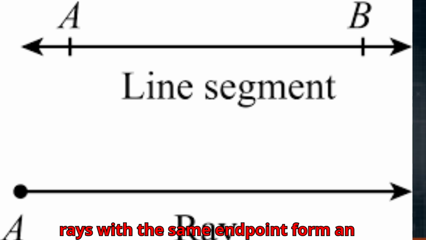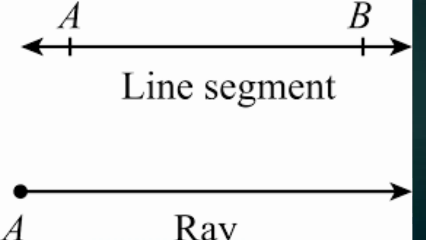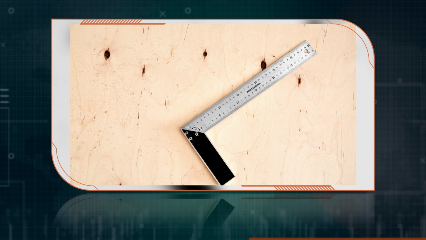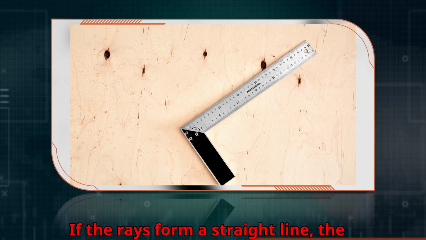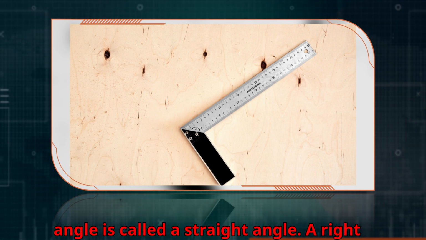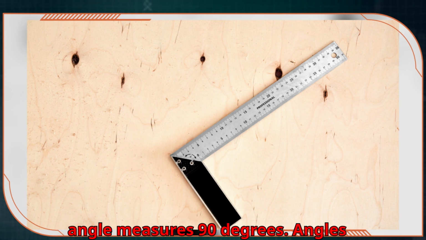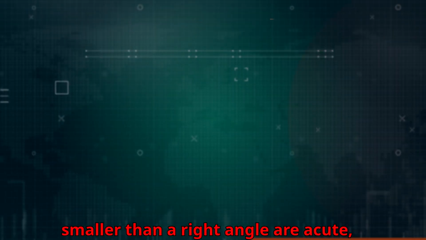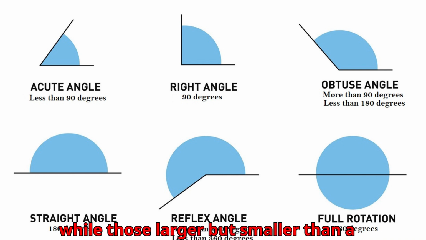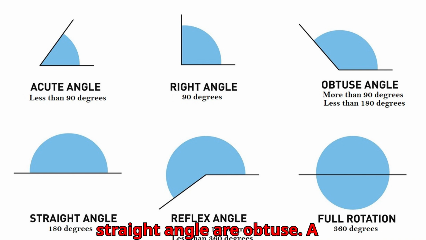Two rays with the same endpoint form an angle. If the rays form a straight line, the angle is called a straight angle. A right angle measures 90 degrees. Angles smaller than a right angle are acute, while those larger but smaller than a straight angle are obtuse.